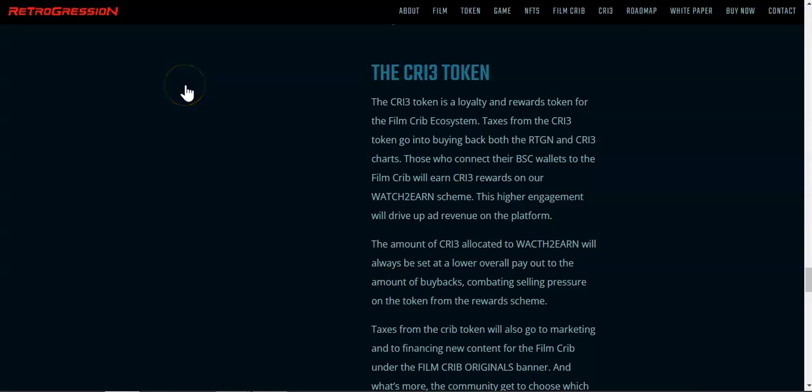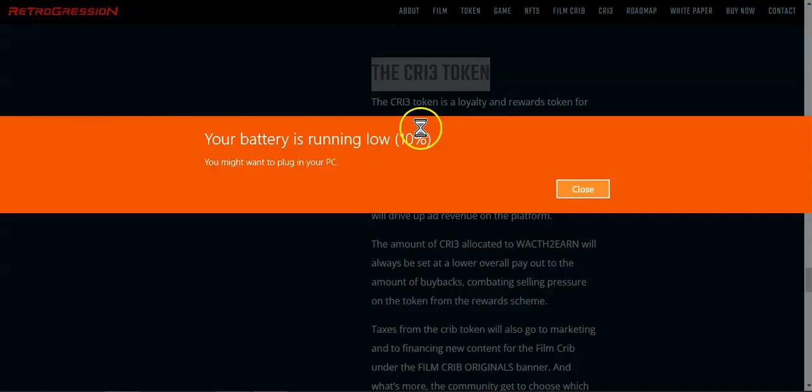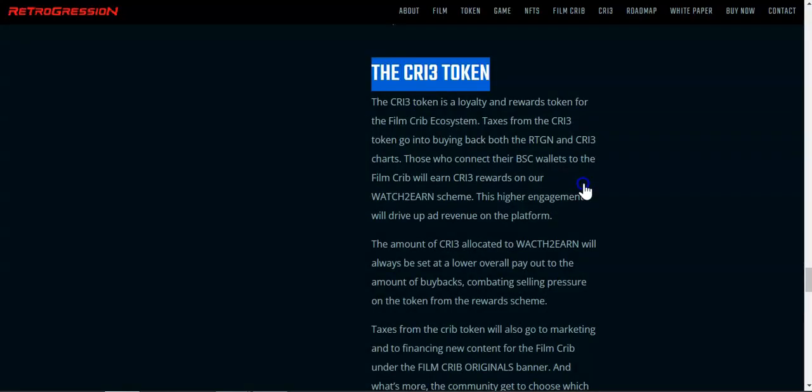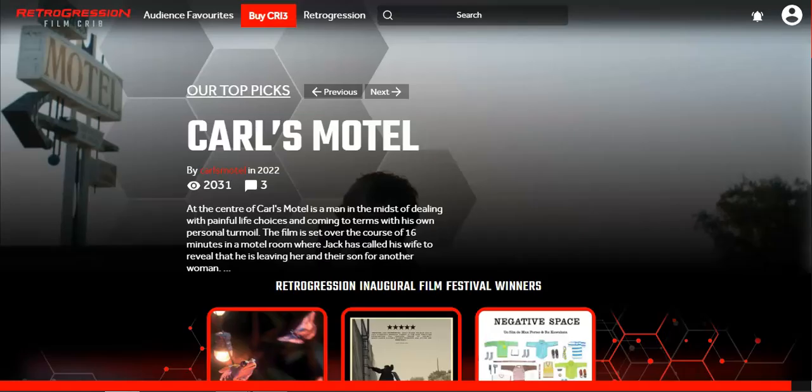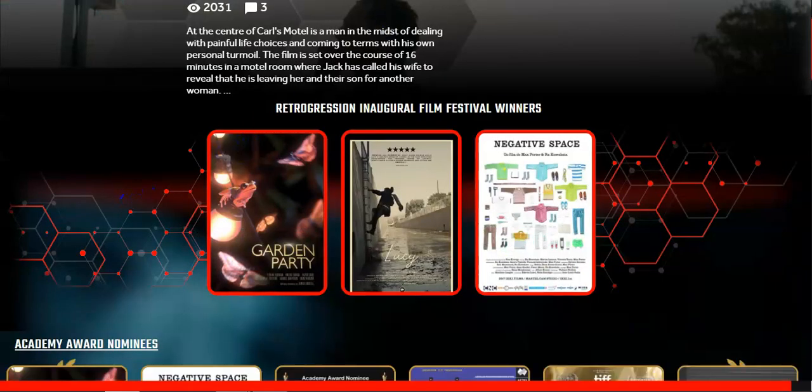This project has two tokens, the RTGN and the Crib token, but in this video I'm only going to cover the Crib token. The Crib token is a loyalty and rewards token for the Film Crib ecosystem. The way it works is you purchase a certain amount of Crib tokens, then you watch from the Retrogression Film Crib, and you will start earning your rewards.